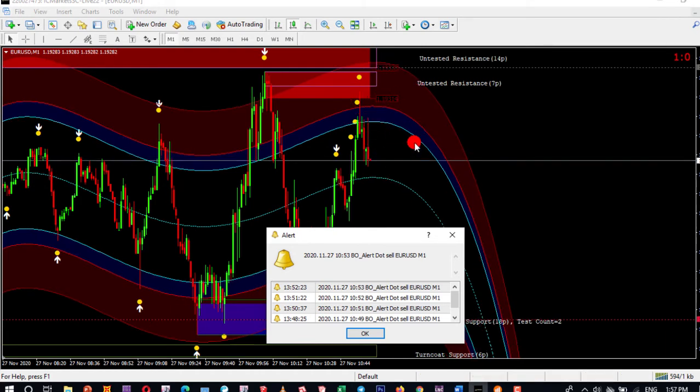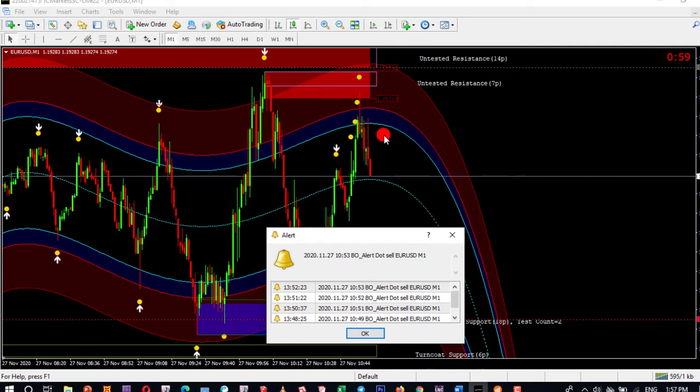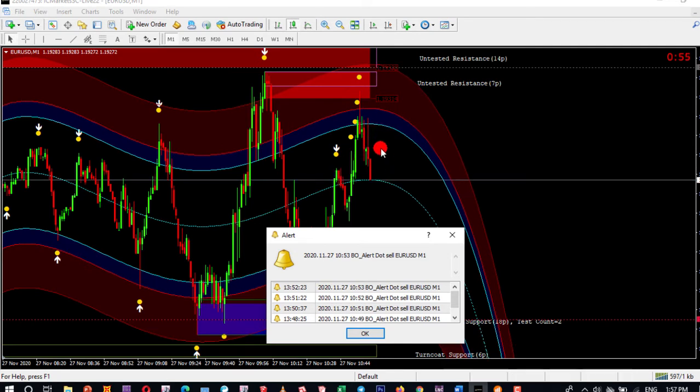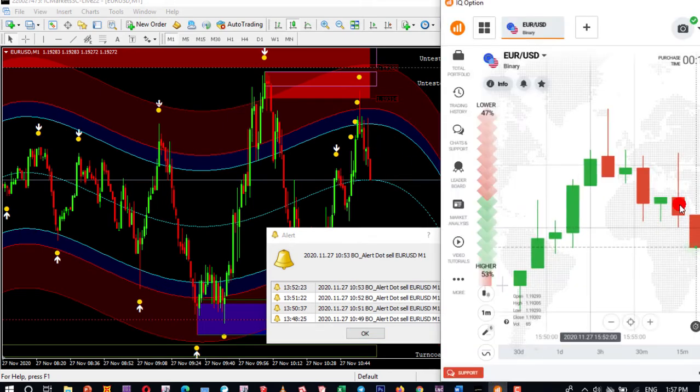Now today is Friday, so there is definitely fluctuation in the market. But we will win this trade. So these are all the indications for how to place the trade. You can see it also in the IQ Option platform.